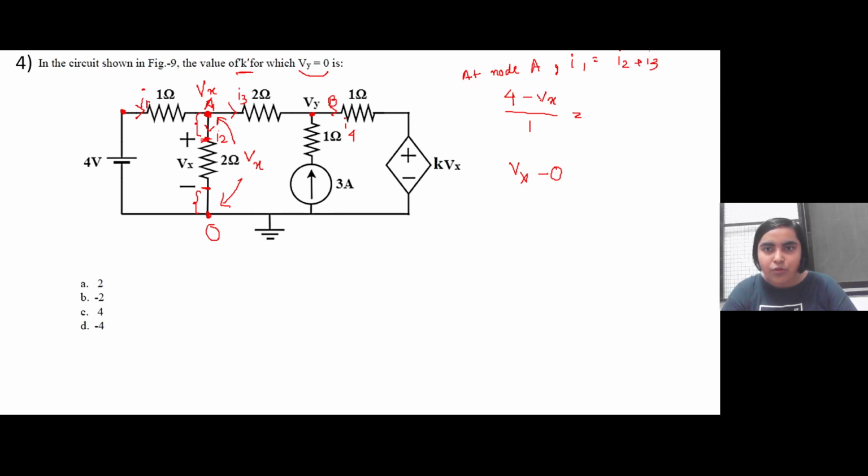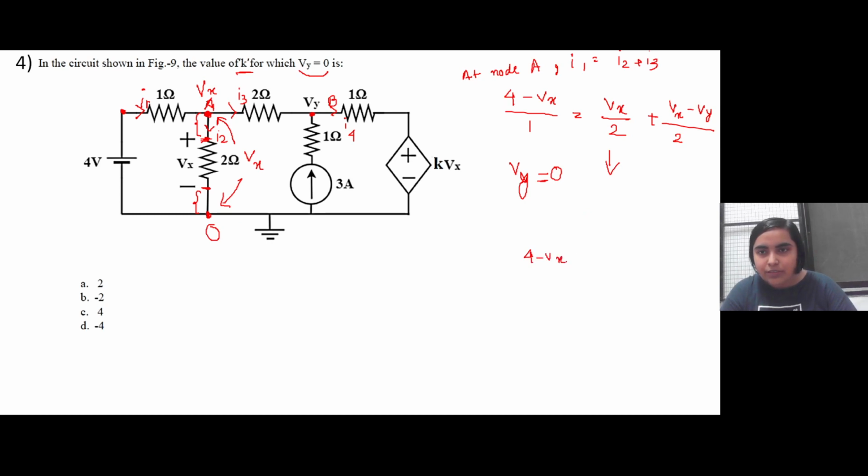Now I1 is equal to 4 minus Vx by 1. I2 will be Vx minus 0, so it will be Vx by the resistance 2. And I3 will be equal to Vx minus Vy by 2. Now it is already given Vy is equal to 0, right? Because we have to find the value of k for which Vy will be equal to 0. So let us assume this approximation in the start itself. That way the number of variables will be less. So let us simplify this.